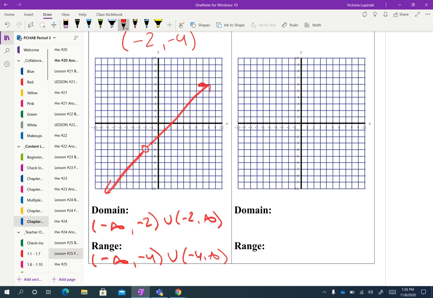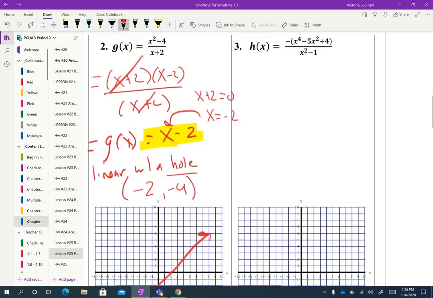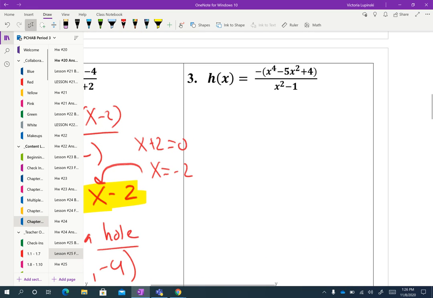So even though these usually wind up being the easiest type of problems, some people find them confusing because it's just unexpected. Let's go ahead and take a look at another one. So here in number 3, this is h of x. So again, you look at this, you see all these large exponents, and you think to yourself, okay, this is definitely a rational function. Well, let's go ahead and factor the numerator.